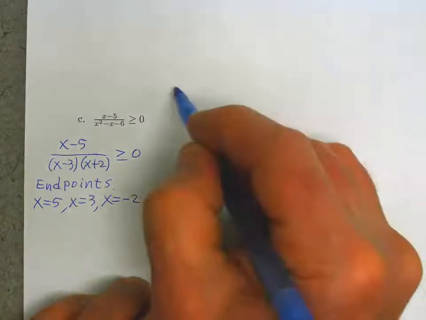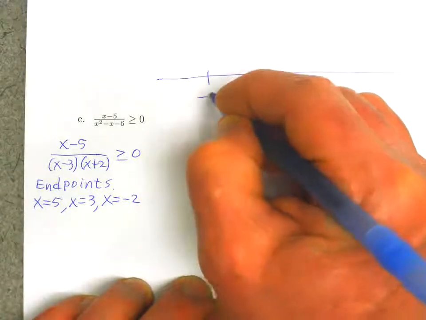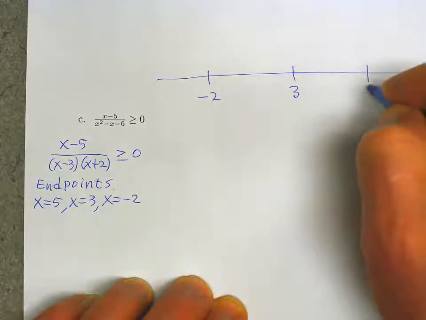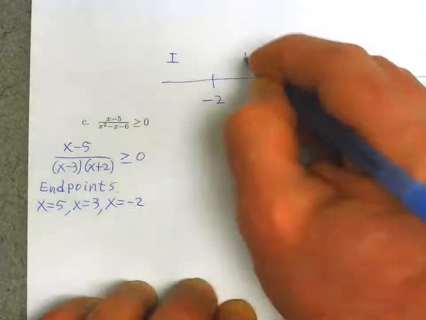Okay, so we divide the number line into 4 separate intervals this time. Negative 2 is to the left of 3, which is to the left of 5. So we have 4 intervals to test.